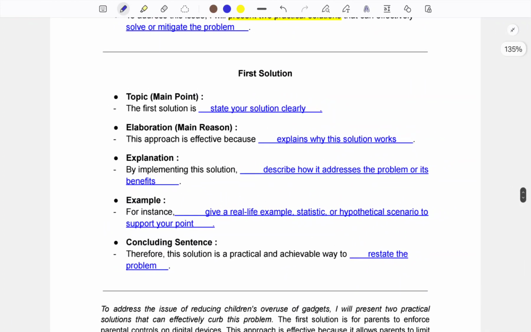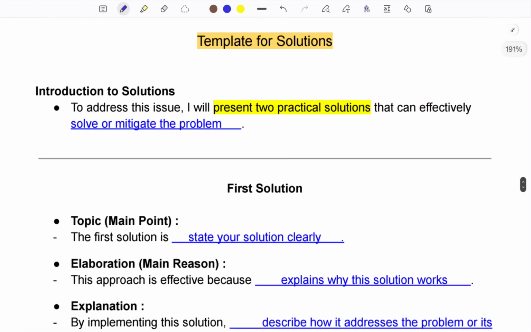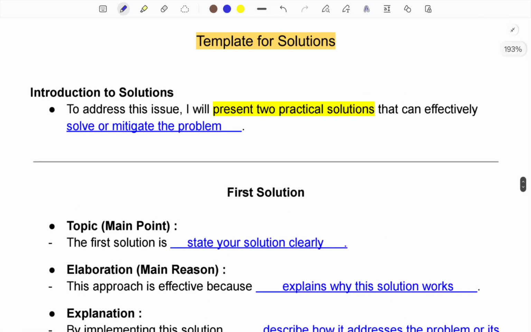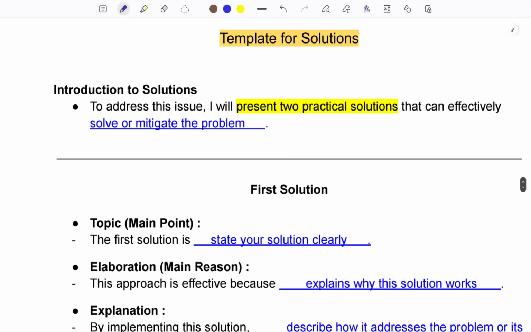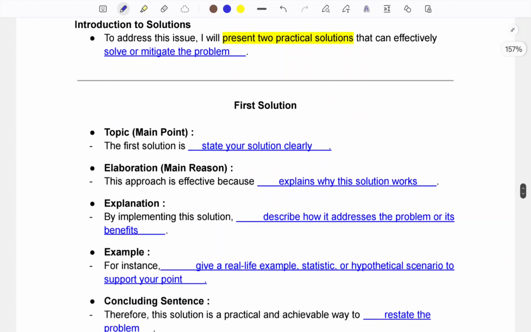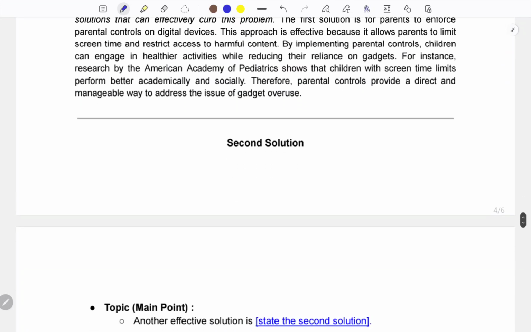As for my team, we need to provide two solutions. So as for me, I'm going to say, to address this issue, I will present two practical solutions. I will mention two practical solutions that can effectively curb the issue regarding children playing too many games. Okay. Then usually I'm going to address the mechanism directly. So my two mechanisms are what and then what.